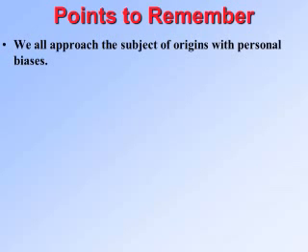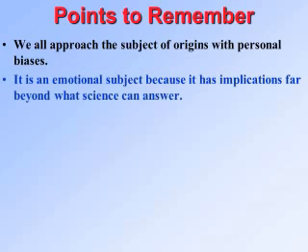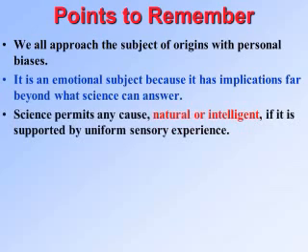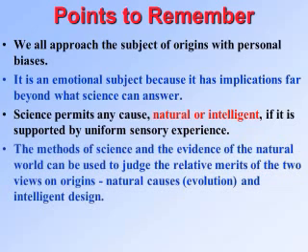So, summary. We all approach a subject of origins with personal biases. Admit that up front. It's an emotional subject because it has implications far beyond what science can answer, like worldview. Science permits any cause, natural or intelligent, if it is supported by uniform sensory experience. It's not unscientific to say that has an intelligent cause. We do it all the time. The methods of science and the evidence of the natural world can be used to judge the relative merits of the 2 views, natural causes or intelligent design. We do it all the time.